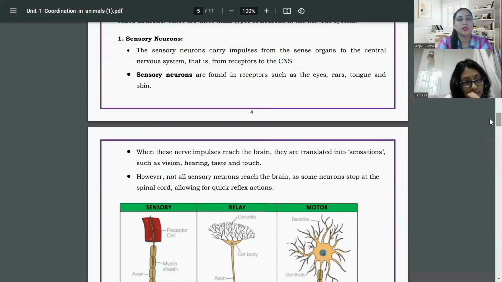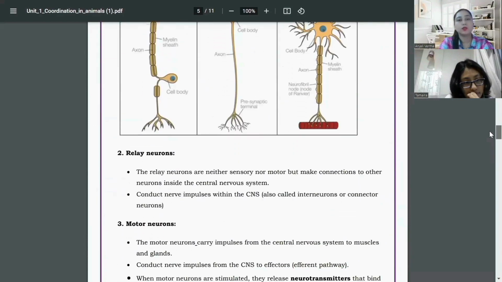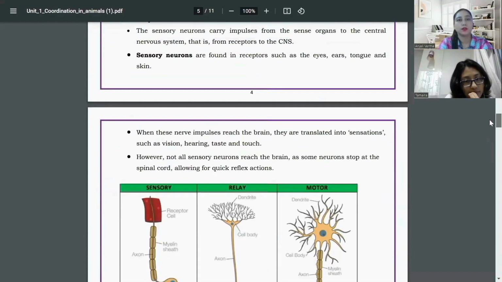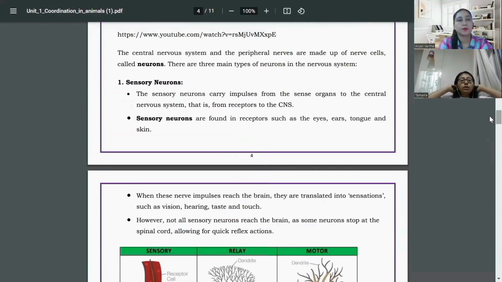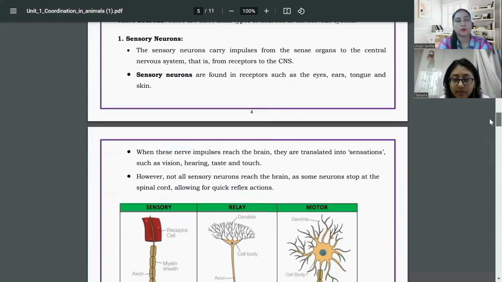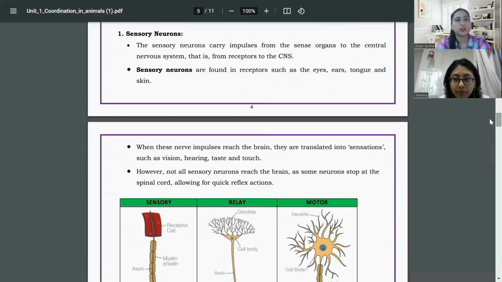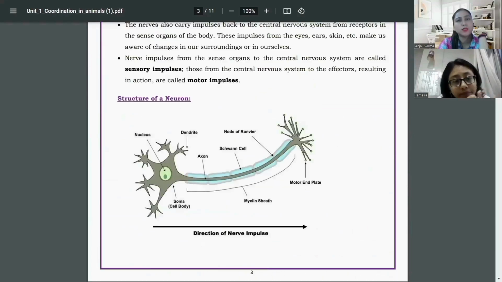Okay. Tell the function of sensory neurons, relay neuron, and motor neuron. Okay, so I'll read point by point and explain. As you wish. So the first point says the sensory neuron carries impulses from the sense organ to the central nervous system. So the sensory neuron is located on your sense organs. Wait a minute. Instead, you explain neuron. That's easier, na?